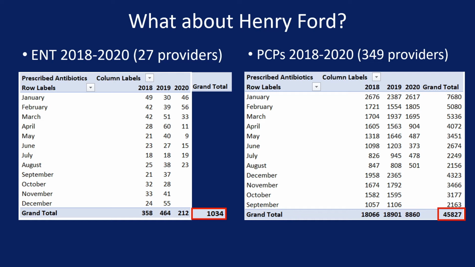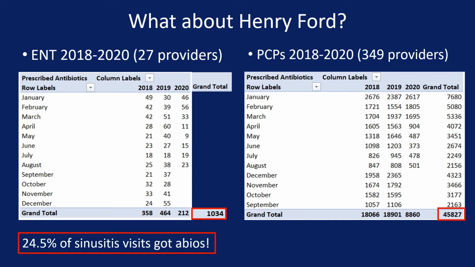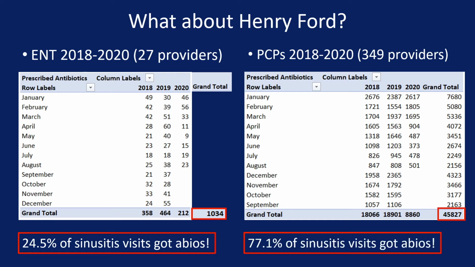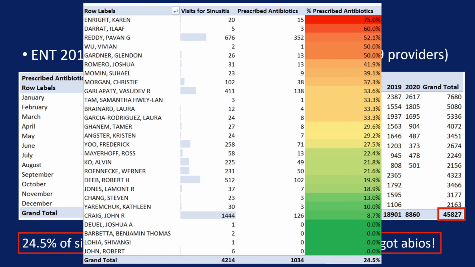When we account for the number of sinusitis visits, about 25% of visits got antibiotics from ENTs. Nearly 80% got it from primary care providers. So it's following national data trends, which I found very interesting. So we're trying to think of ways to close this gap. And we've got an initiative going right now that I won't go into, but we're hoping to close that gap some over the next 2 years.